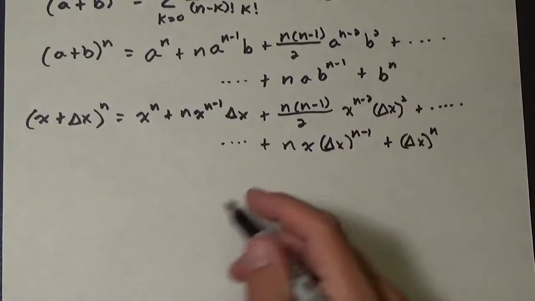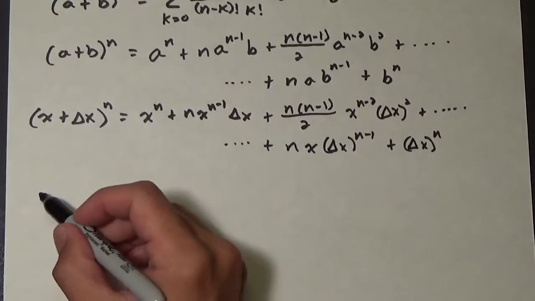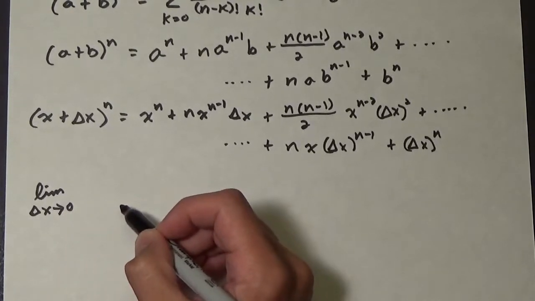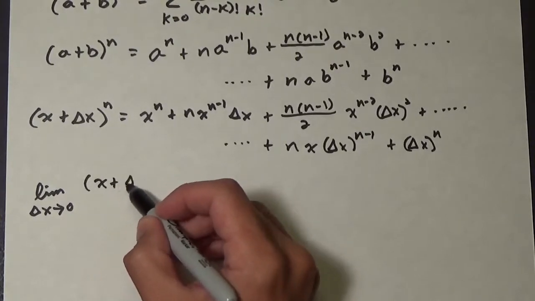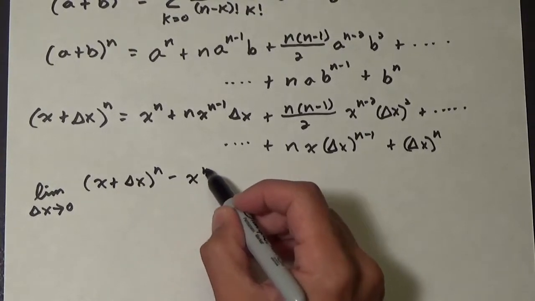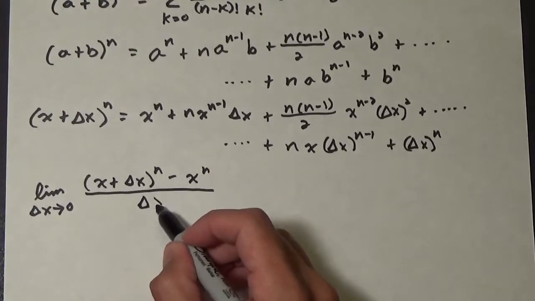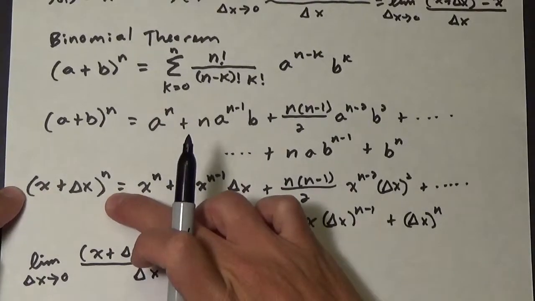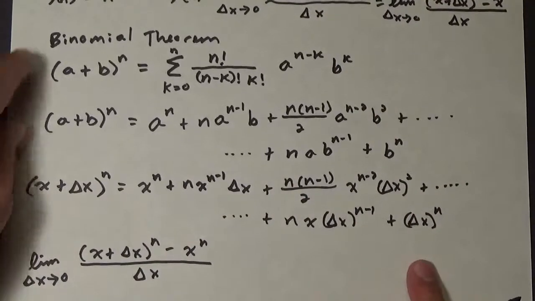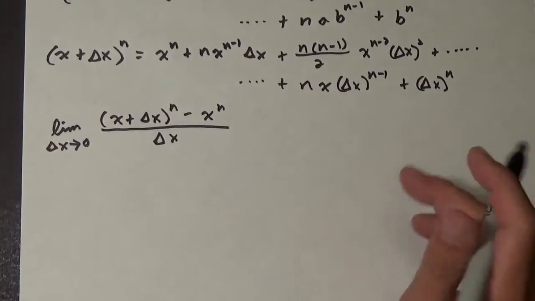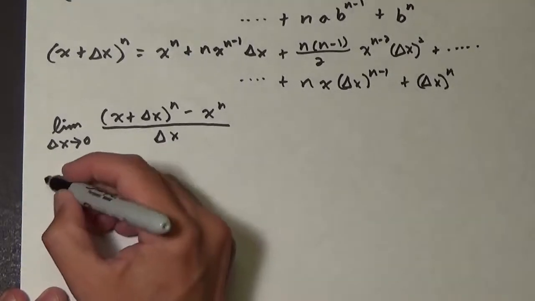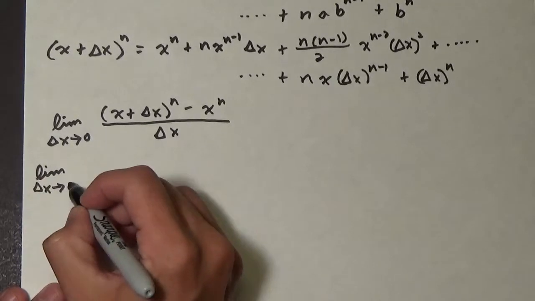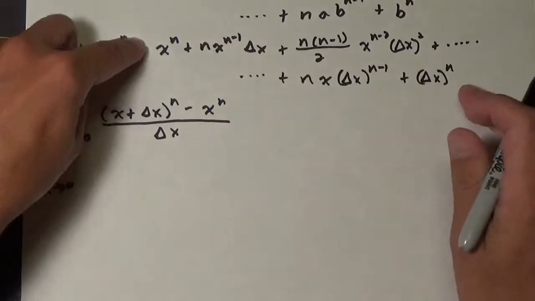So let's go back to this limit we had back here. We had the limit as delta x approaches 0 of (x plus delta x) to the n power minus x to the n power, all over delta x. So we figured out that (x plus delta x) to the n power is this, using the binomial theorem. So let's put that in. I'm going to put this whole thing in there.